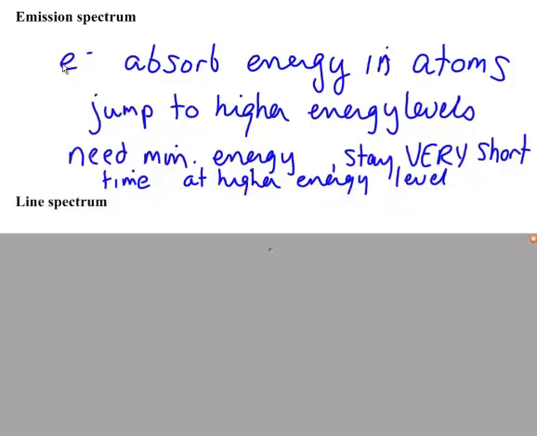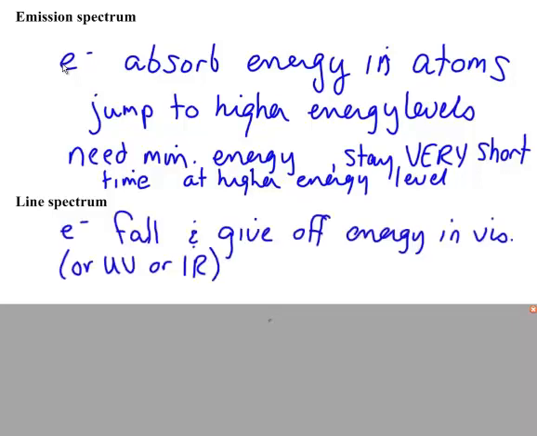Line spectra are the visible light colors that we can see when the electrons fall to lower energy levels and give off visible light rays. You can also have UV line spectra and infrared line spectra. They give off light of particular bands, or UV or infrared radiation at particular bands.